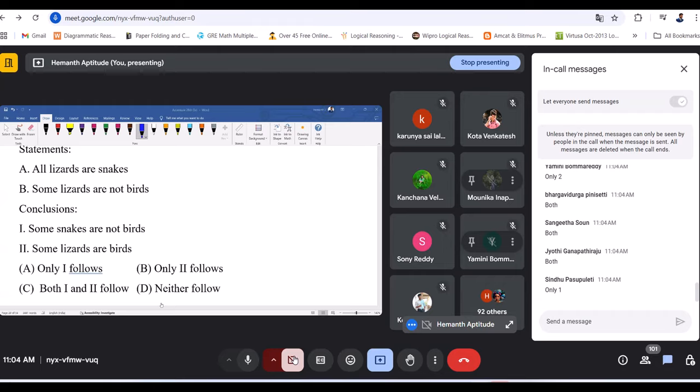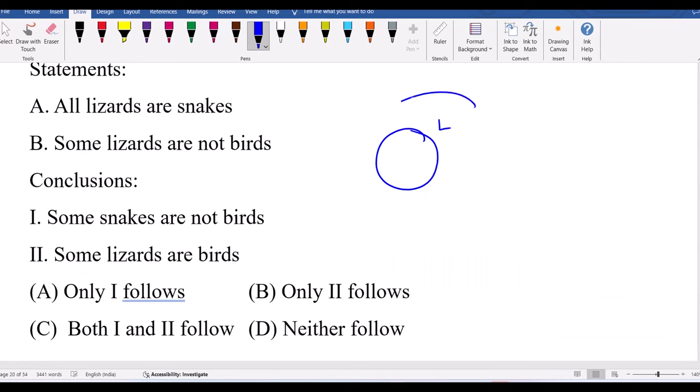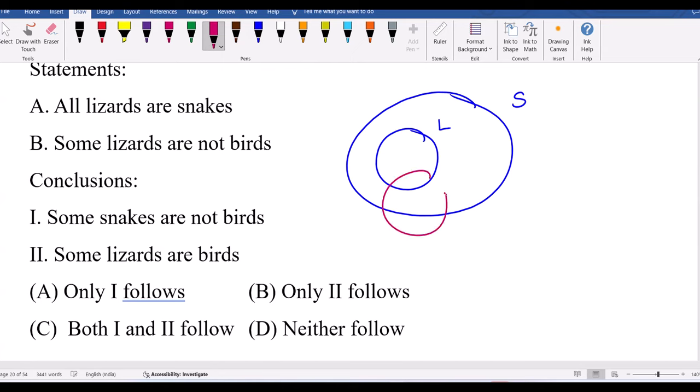For this one, all lizards are snakes. Some lizards are not birds. Some may be birds, but some lizards are not birds does not mean some lizards are birds. We cannot say that, but fine, some part of lizards are not birds. This is one diagram so far. Some lizards are birds, that I cannot say. That's the problem.